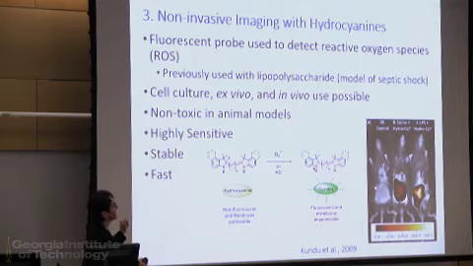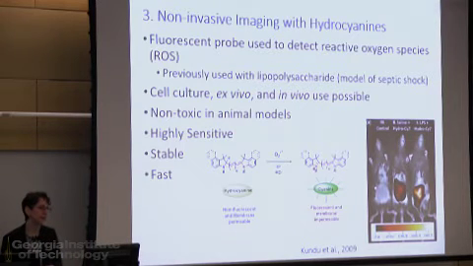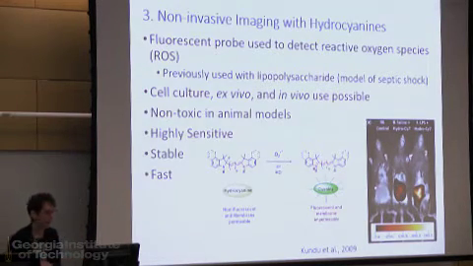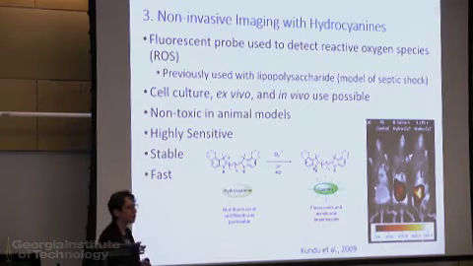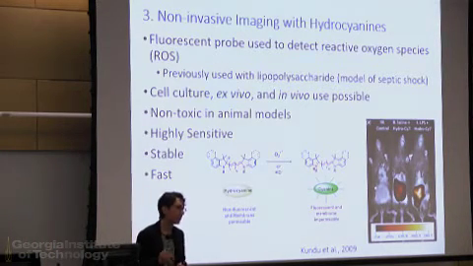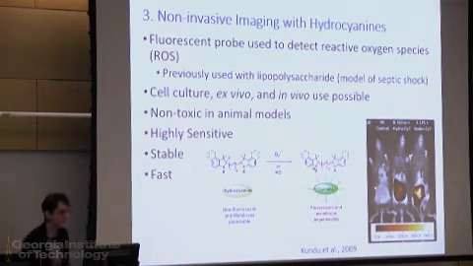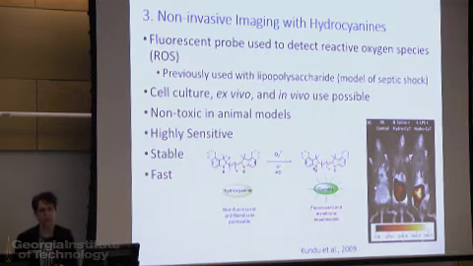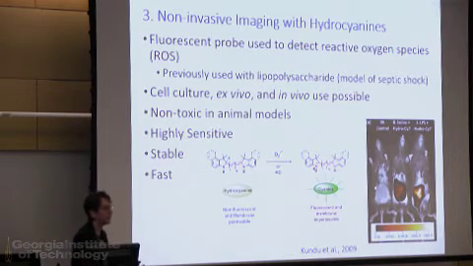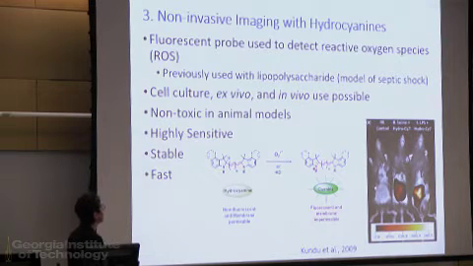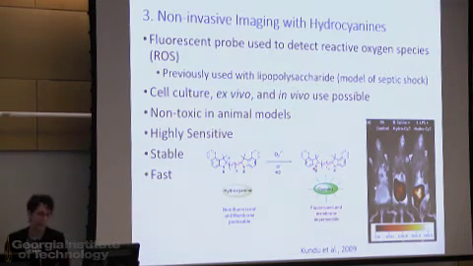The other thing that's really nice about these hydrocyanines is that they have different flavors, if you will, different wavelengths of emission and excitation. And some of them match what is currently used in ophthalmology clinics, particularly ICG. And so that is something that's already used routinely, which means that in the ophthalmic equipment, those filters are already built in. So this would be very easy to translate into the clinic if it worked. So it seems to be non-toxic in animal models, highly sensitive, stable, and it binds very rapidly.